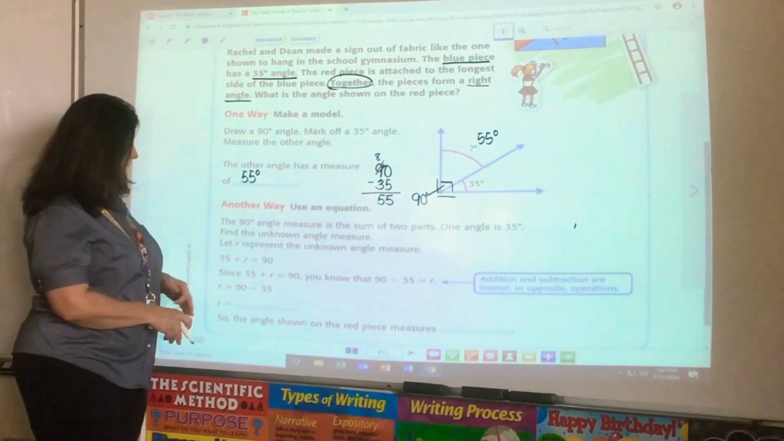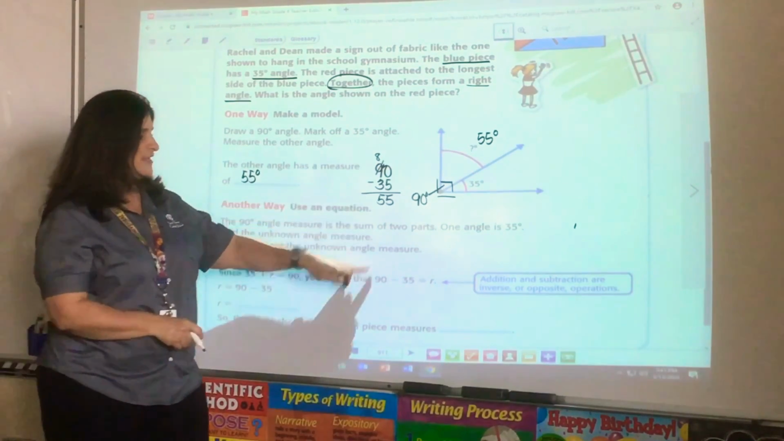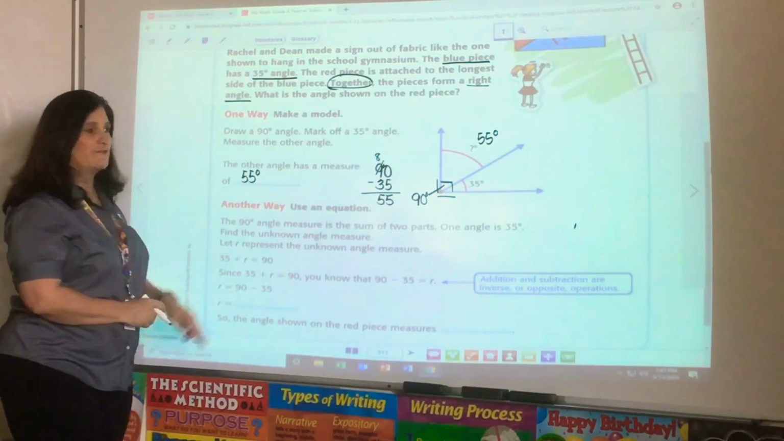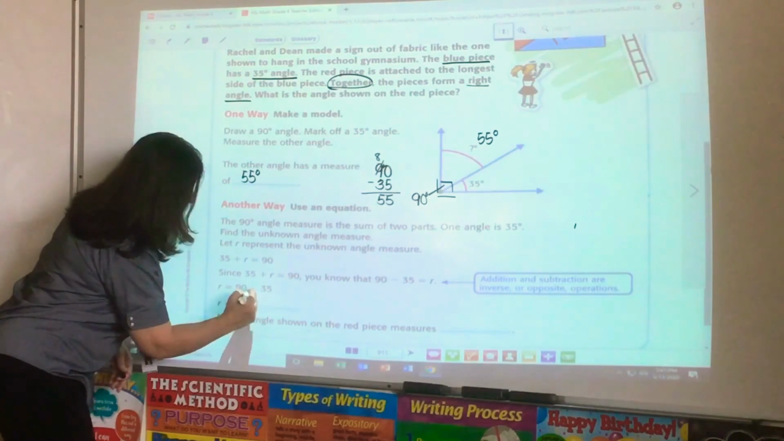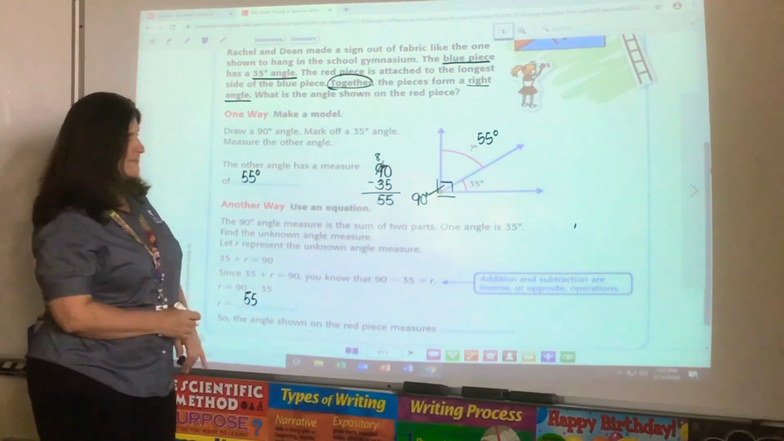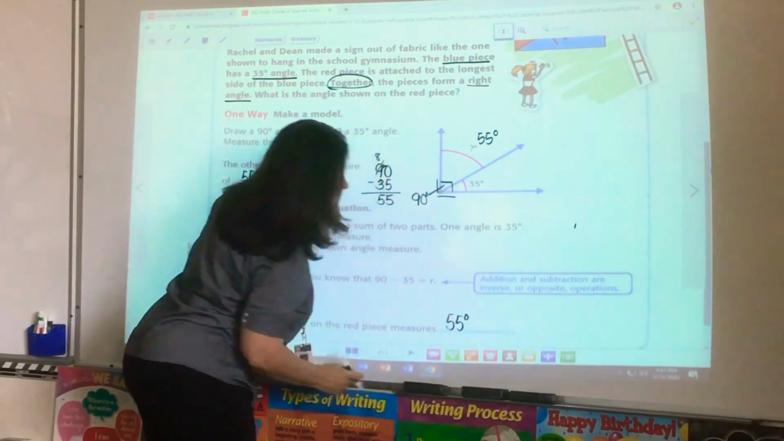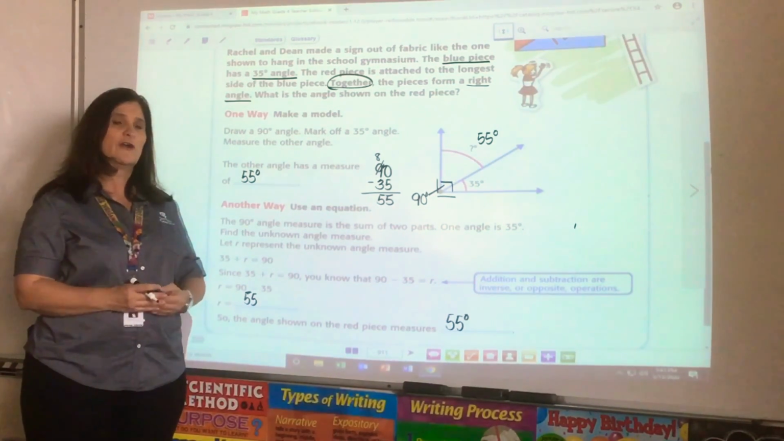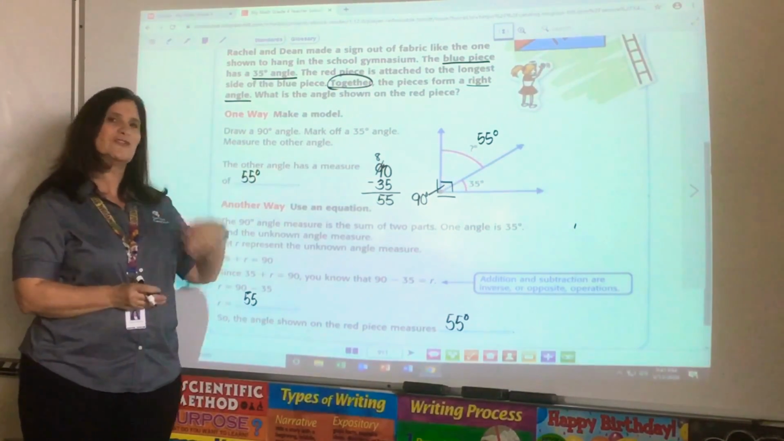This is the unknown. Since 35 plus R equals 90, this is where our subtraction came in. We needed to subtract. So 90 minus 35, which we've already done, is 55. So with that being said, we know the unknown angle. So the angle shown on the red piece measures 55 degrees. Okay, remember, addition and subtraction are opposites of each other, but they do work together. Okay, so let's go now to the next problem.